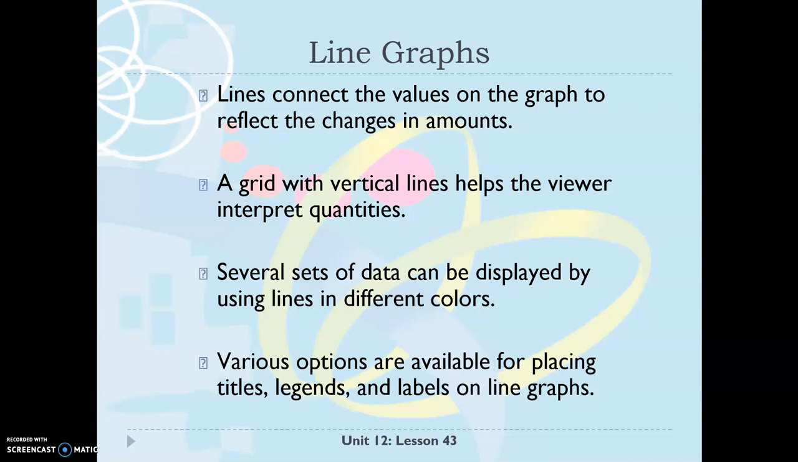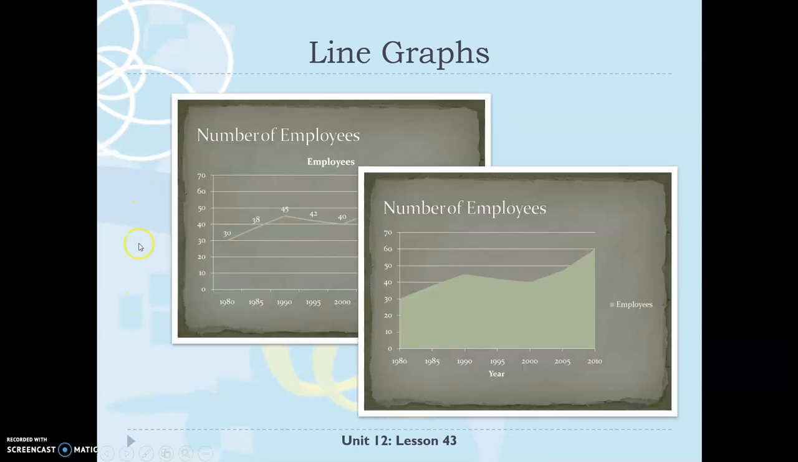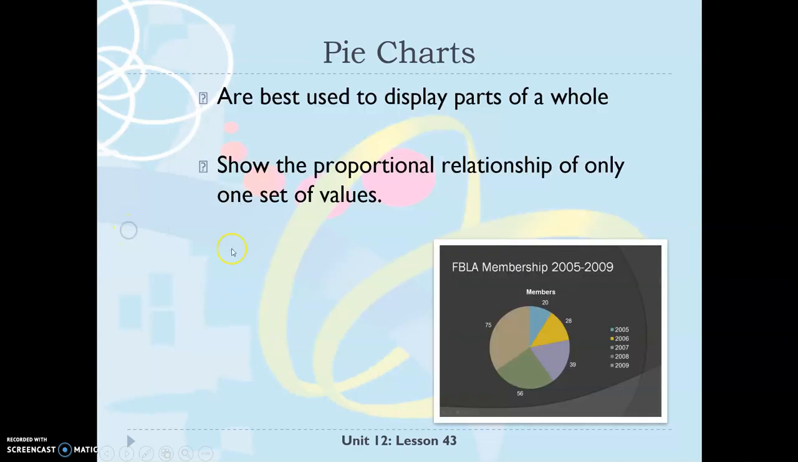Several sets of data can be displayed using lines, which makes it a very attractive option when you are analyzing data. And then finally, various options are available for placing titles, legends, and even labels on the line graphs. Here is an example of how they can be displayed in a slide to represent different pieces of data. Notice how there can also be colors and blocks to help with the display of the data on the slide.